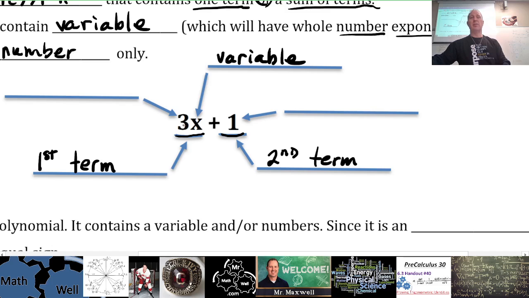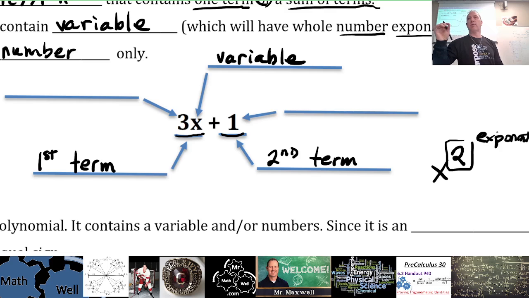Does anyone know what the 3 is in this expression, what you call it? Not quite. Good guess, but it's not the exponent. The exponent goes in the upper right corner, as a superscript. So an exponent on x, like x squared, is the little number up here. I don't have that in this expression, but that's the exponent. It's a good idea to write that down in the margin for now. So good guess.